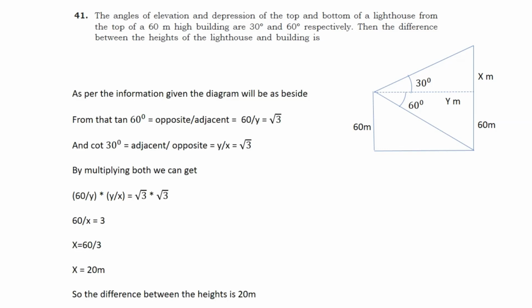From tan 60 equals opposite by adjacent, means 60 by y equals root 3, and cot 30 equals adjacent by opposite, means y by x equals root 3. So multiplying both we get 60 by y into y by x equals root 3 into root 3. So y gets cancelled. 60 by x equals 3. x equals 60 by 3, means x equals 20 meters. So the difference between the heights of the building and the lighthouse is 20 meters.